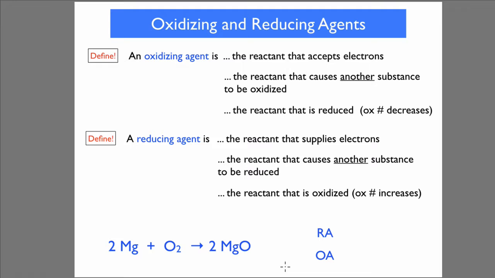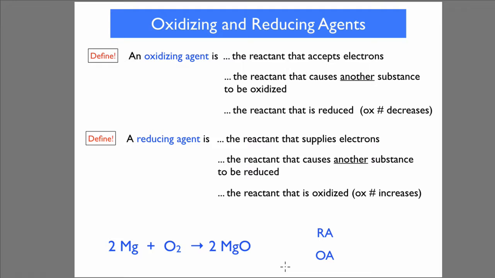Some definitions, which of course, whenever it says define, it's good for you to whip out a flashcard and get this one stuck in that memory. Okay, this is definitely a flashcard moment. An oxidizing agent is the reactant that accepts electrons, the reactant that causes another substance to be oxidized, the reactant that is reduced. The oxidation number decreases. A reducing agent is the reactant that supplies electrons, the reactant that causes another substance to be reduced, the reactant that is oxidized. The oxidation number increases.